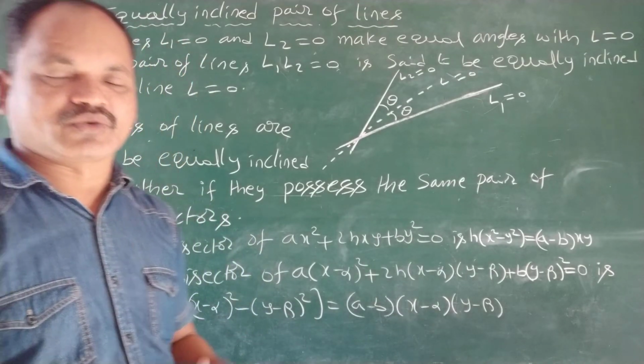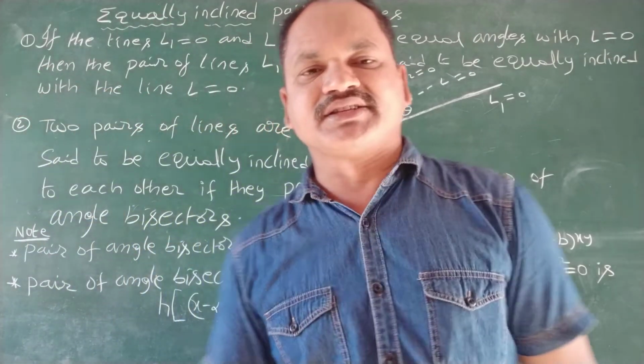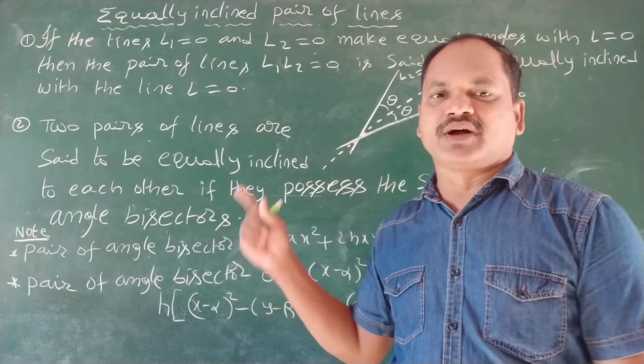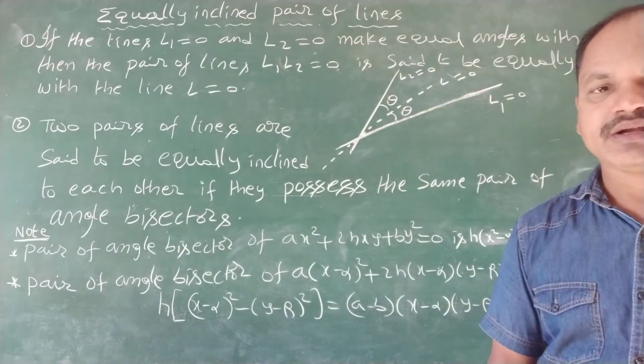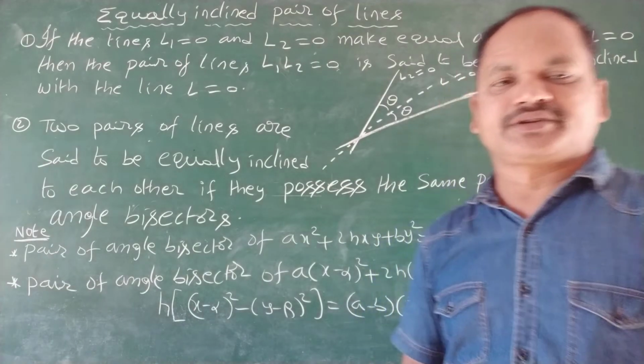Now we are going to the questions on the concept. Since this is a very, very important concept, the concept is called equally inclined pair of lines. Okay, now we are going to the questions on the concept.